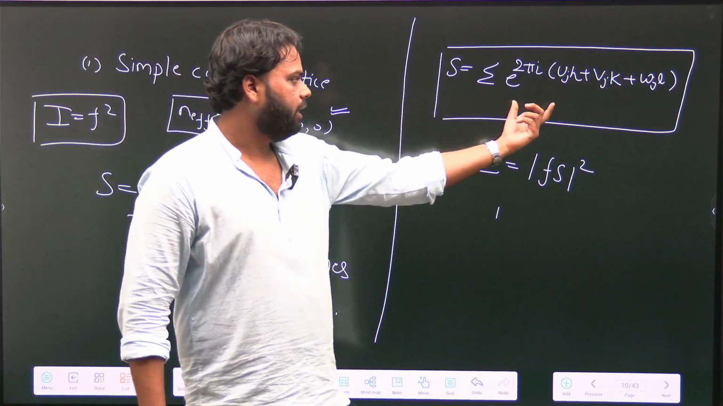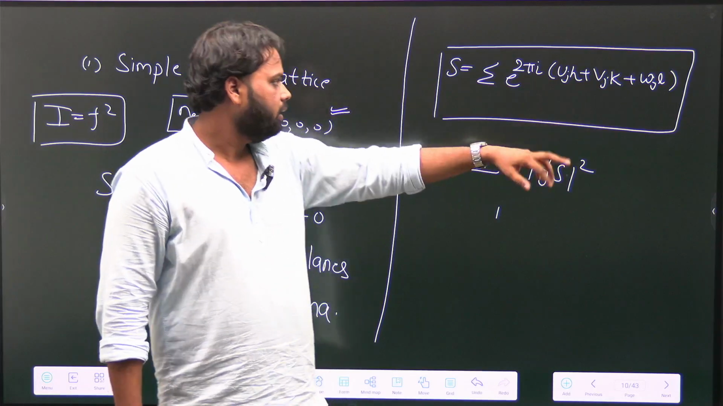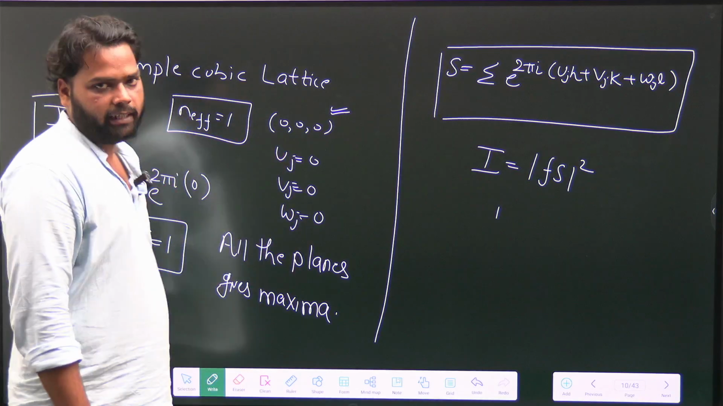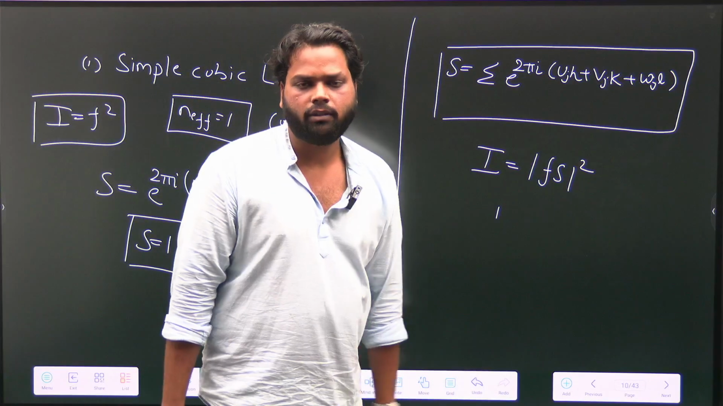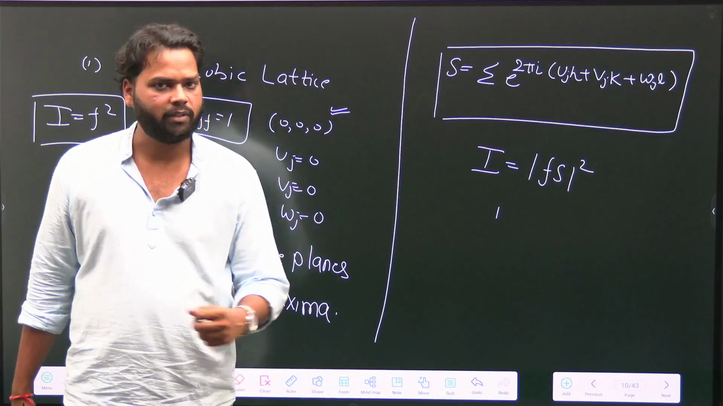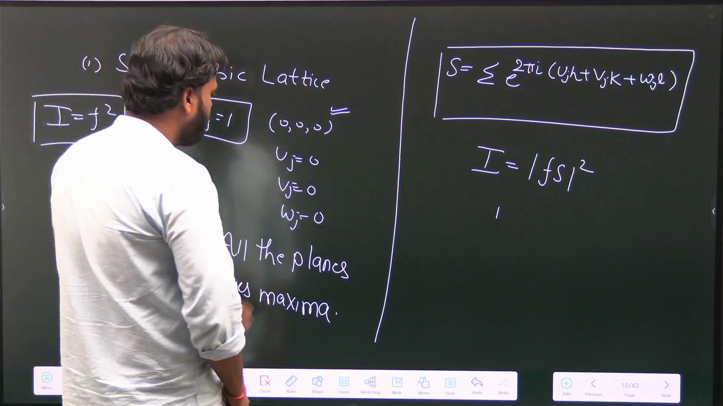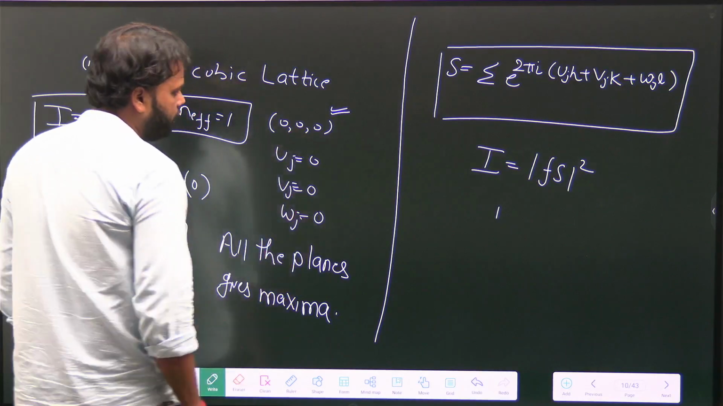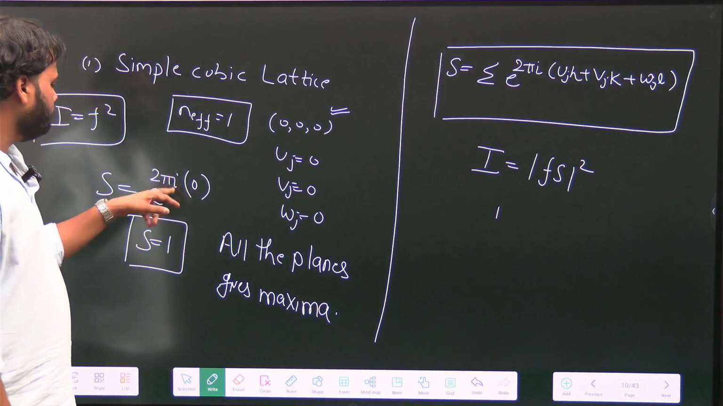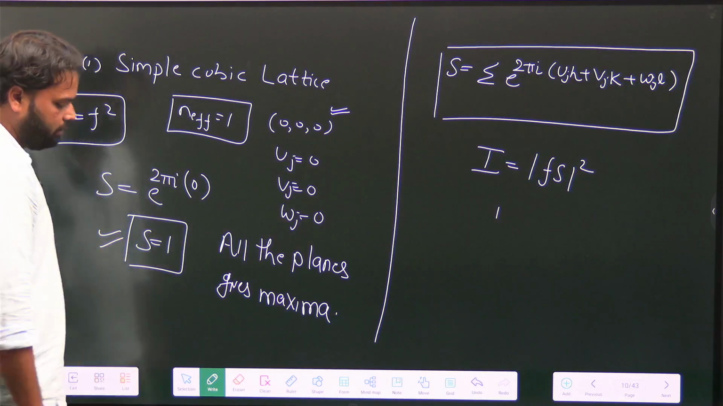Okay, I have written down the expression for the structure factor here. I hope you have understood this. What are uj, vj and wj here? I am taking a simple cubic lattice. We have done a thorough discussion on that. For the simple cubic, what is the value of n effective? That is 1, and that atom will be present at the origin. So the coordinates uj, vj, wj will be equal to 0, 0, 0. So s is equal to e to the power 2 pi i multiplied by 0. All terms will be 0, so the value of s is 1.